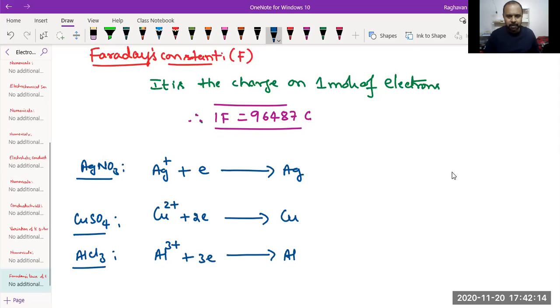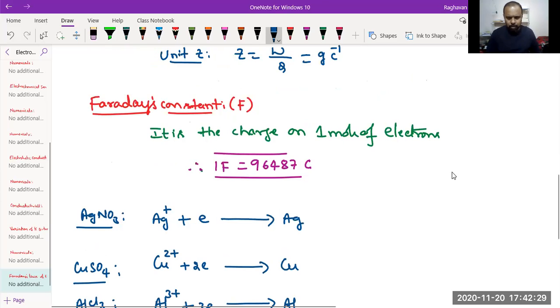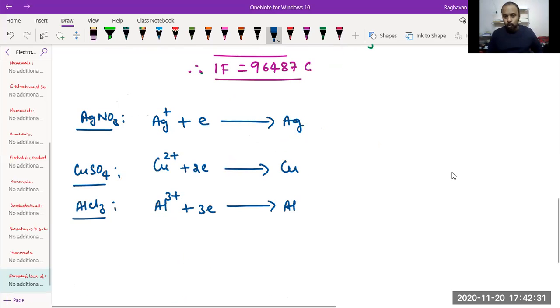So can I speak in terms of Faraday now? I want to deposit 1 mole of silver. How many Faraday are required? 1 Faraday. So 96,487 coulombs of charge you need to pass through silver nitrate, and you will get 1 mole of silver. That is 1 atomic mass, which is 108 grams. Okay, so 1 Faraday.